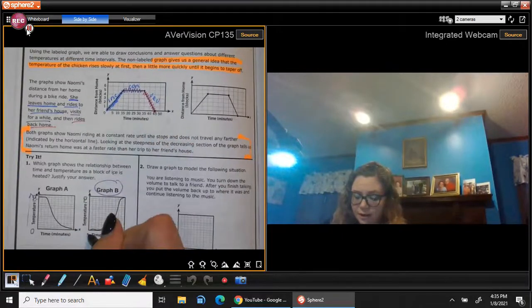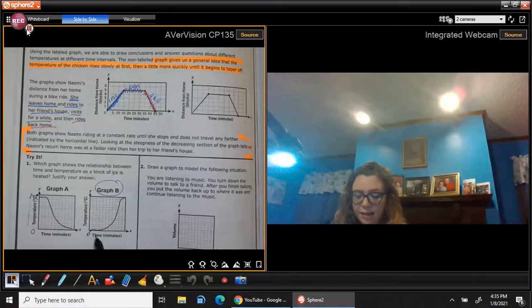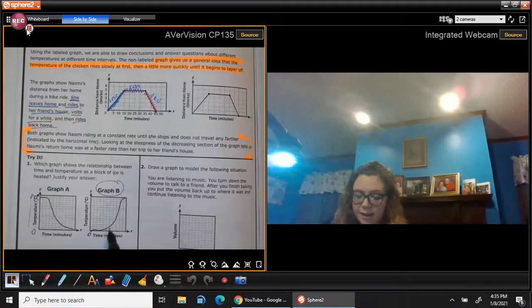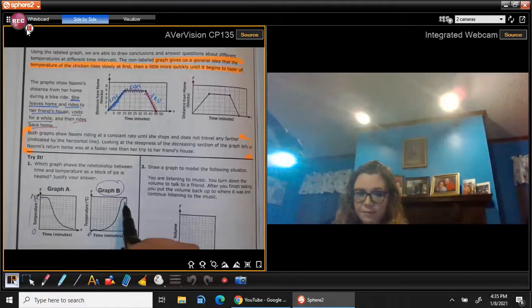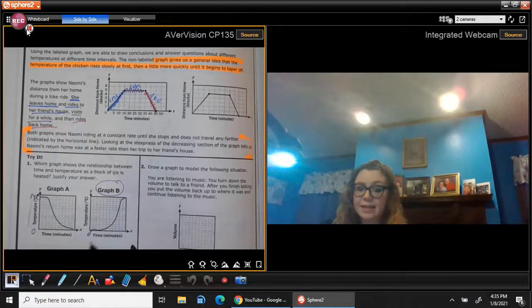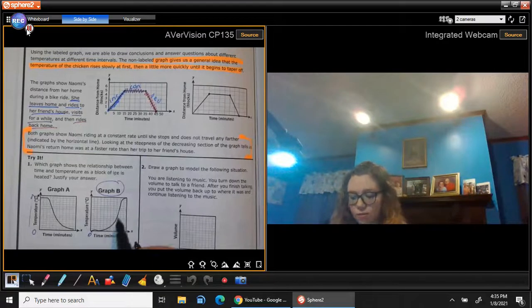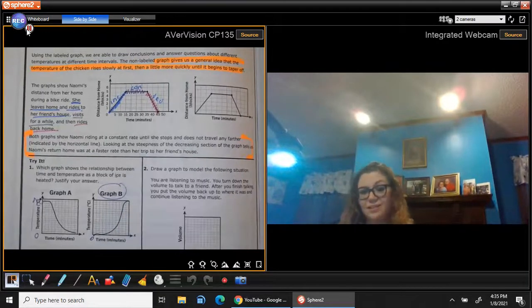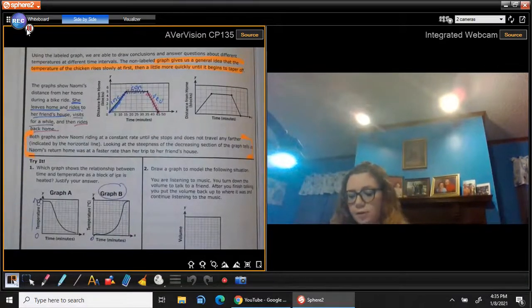So this is your block of ice, 0 degrees. This is the time that it's heated. And as it is heated, what is happening? As the time goes on, it's getting warmer and warmer and warmer, and it's going to melt. So using your context clues would really help you with it too.